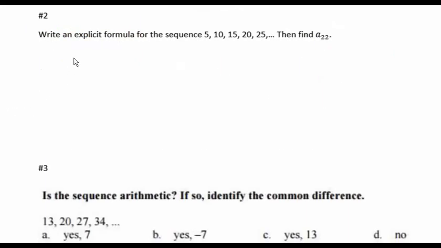Let's look at this next question. It says, write an explicit formula for the sequence 5, 10, 15, 20, 25, and then find the 22nd term. So what we know, first of all, is it's explicit. We know that it's arithmetic because of a common difference. And so we have a common difference of 5. We have a first term of 5. And we have an arithmetic sequence, a sub n equals a sub 1 plus the difference times n minus 1.